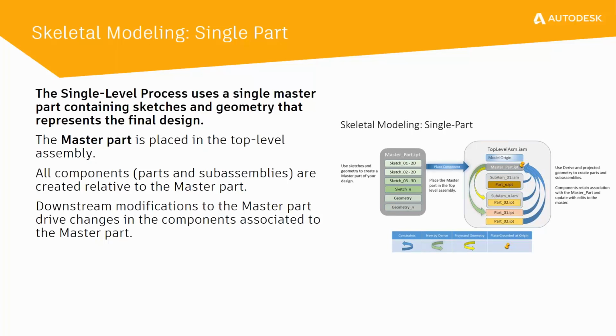Firstly, the single part or single level process when it comes to a skeletal model. This is where we use a master part, which is inserted into our top level assembly, and then becomes the reference for all downstream sub-assemblies or parts to be created from. So if we need to make a change, we simply go into that single part, which has sketches and geometry contained inside of it, and we make a change to that part, go back to our assembly, and our assembly then passes down any changes that are necessary to downstream consumers of that information.